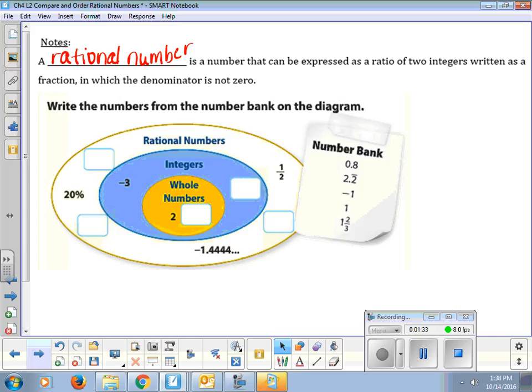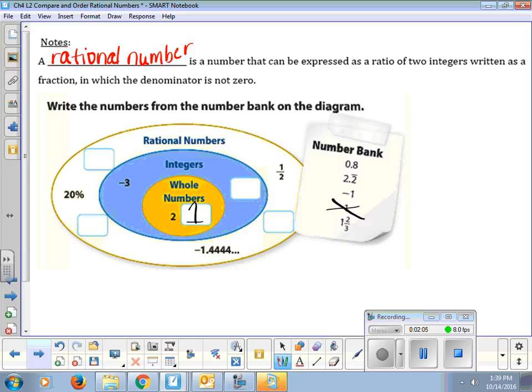We have a number bank. The outside ring is rational numbers. So rational numbers include integers and whole numbers. If you look at our outer ring, there are a couple blanks that we have to fill in. Or we could start at the inner one. What would be a whole number to fill into our inner one? So we have a number bank to the right. What would be a whole number that we could use to fill in? 1, so we can cross that off.